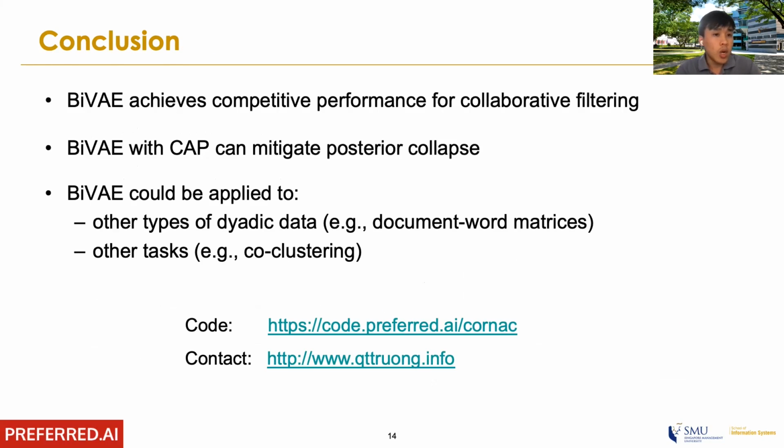In conclusion, the BiVAE model achieves competitive performance for collaborative filtering. BiVAE with CAP, constrained adaptive prior, can mitigate the posterior collapse problem. The BiVAE could also be applied to other types of dyadic data, like a document-word matrix. So if we can view the data in the form of a matrix and it's two-way in nature, as dyadic data is, then the BiVAE model can be applied. It can also be applied to other tasks like the collaborative co-clustering problem, for example.